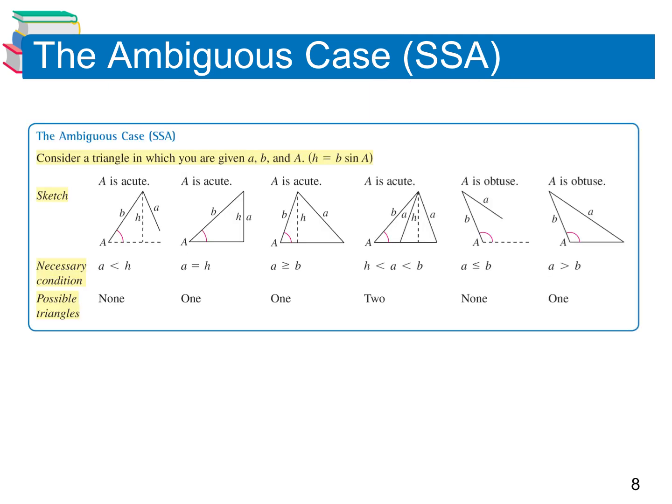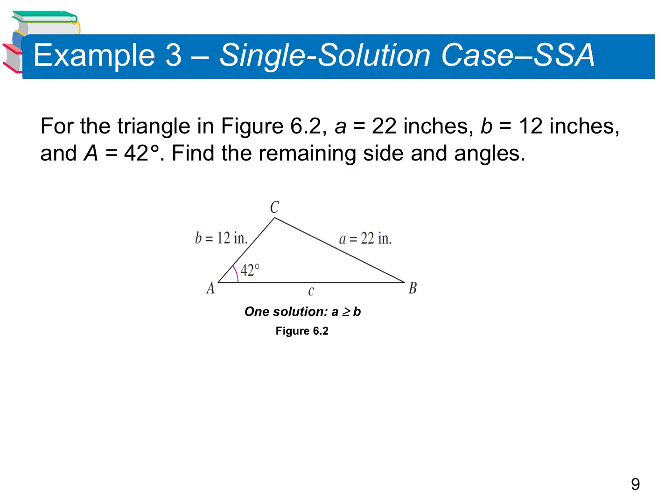Here's a picture of what the ambiguous case could look like when we have a possibility of one triangle, two triangles, or no triangles. Don't worry about this slide. Let's go to the next one. So let's look at example 3. So here we're given two sides and an angle. It's not the included angle. So two sides and an angle. We have to check for two triangles.